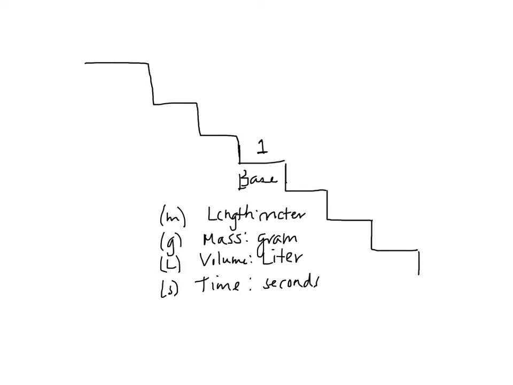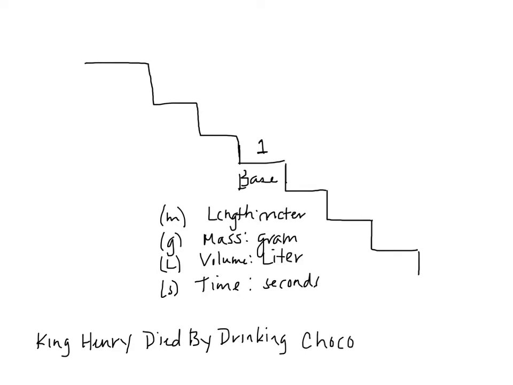Okay? So, if you don't remember how to fill out the rest, one easy way to remember that is King Henry died by drinking chocolate milk. Okay? So, if you can remember that sentence, then that should help you fill in all the other prefixes that we use to define other metric units.